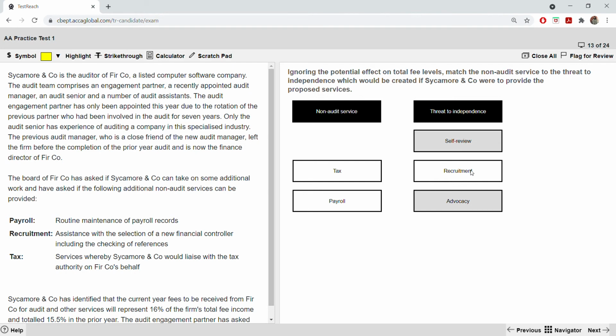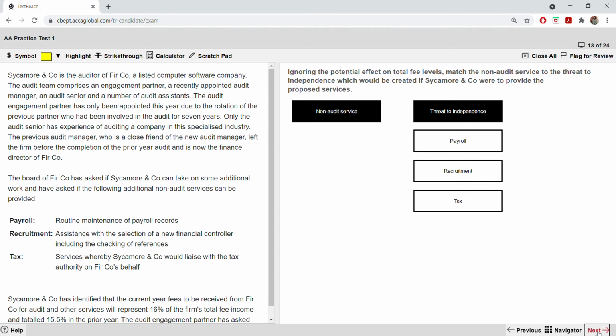Next is tax. Tax is like an advocacy. You are like an advocate. Why? Because you want to present the company in the best picture possible. You want to show that the company is complying with the tax rules and all. Next is payroll. So definitely payroll, the one which is left, is self-review. You can review yourself, because you are auditing the figures in relation to wages and salaries. So it's like you are doing the self-review, because you are the one who first sets up the payroll and then you are auditing it.